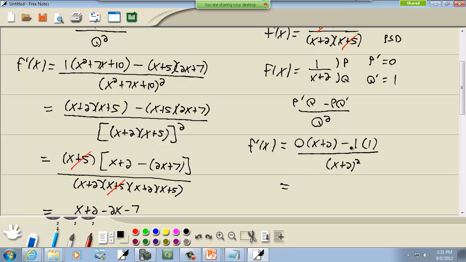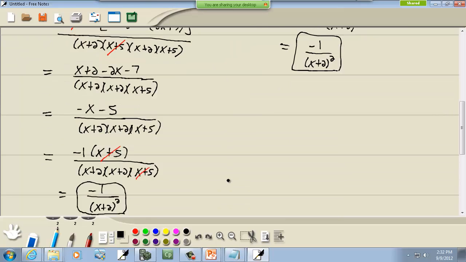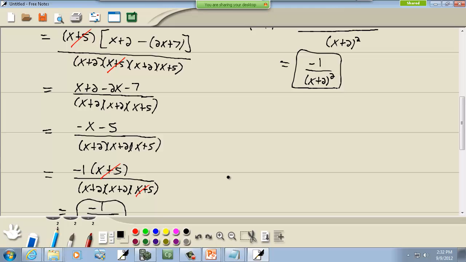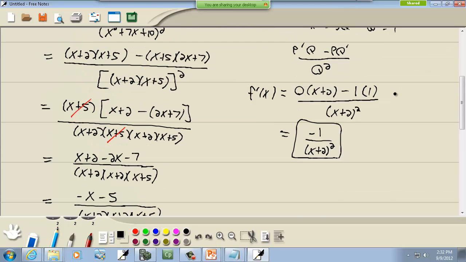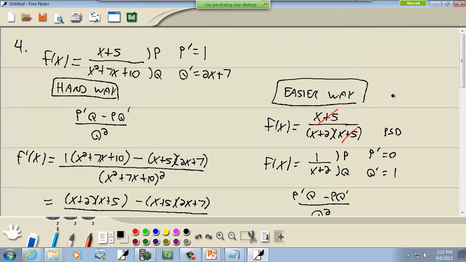Now 0 times anything drops away. Negative 1 times 1 is negative 1. And we get our same answer. And you see the problem is a lot simpler. A lot less work to do to get the same answer. So again, look for it. If you can factor the top, factor the bottom, do so, and see what can cancel.